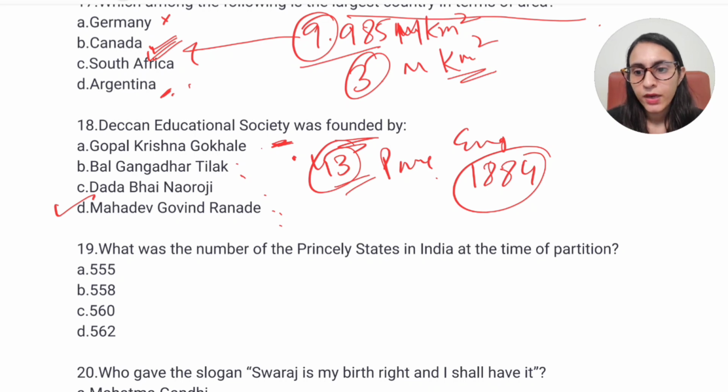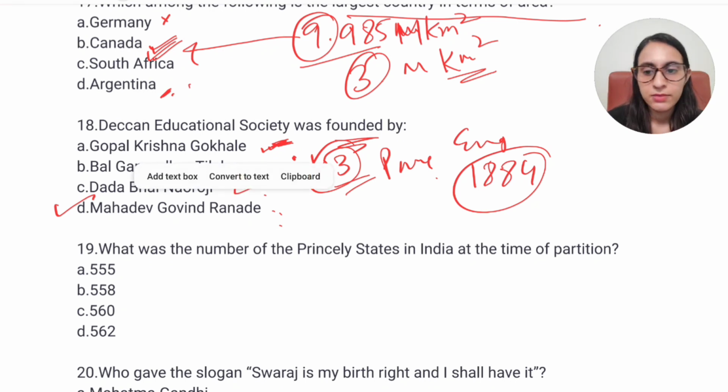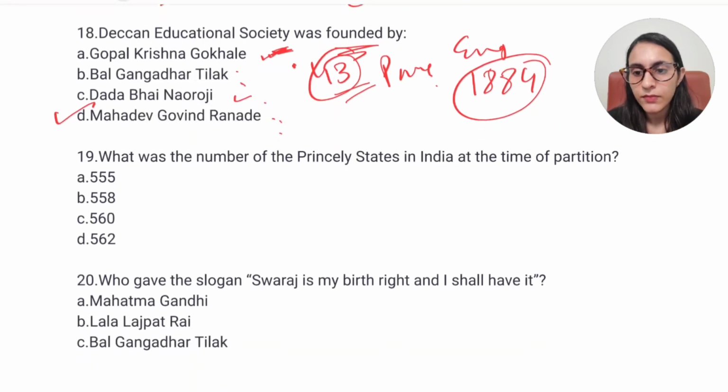Gopal Krishna Gokhale was a prominent Indian teacher and social reformer, but not the founder of the Deccan Education Society. And Bal Gangadhar Tilak is again a prominent figure in history. And Dadabhai Naoroji was a notable figure in the Indian National Congress and politics, but he was not associated with the Deccan Education Society.